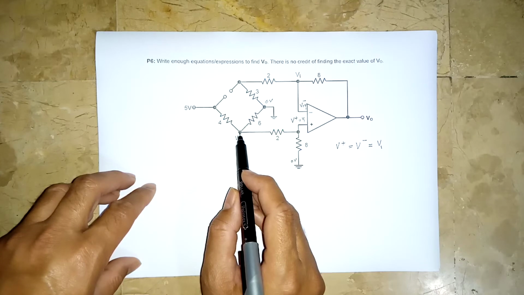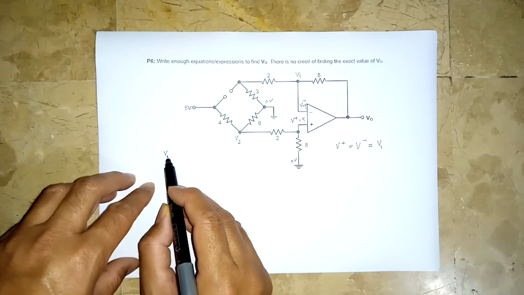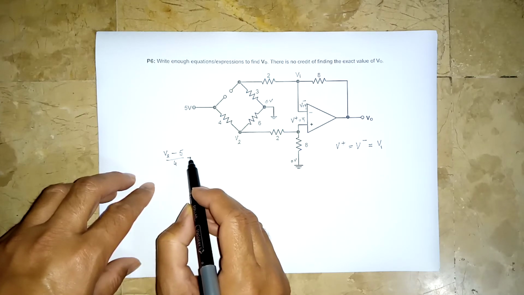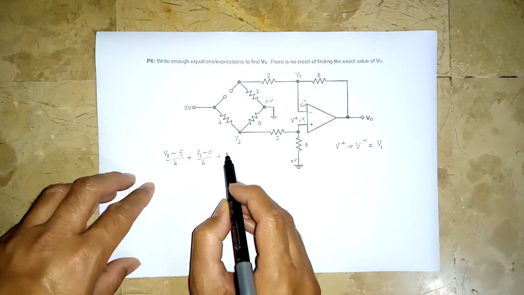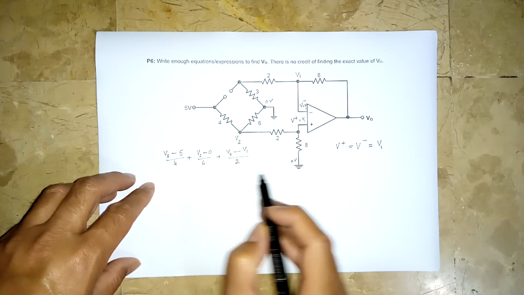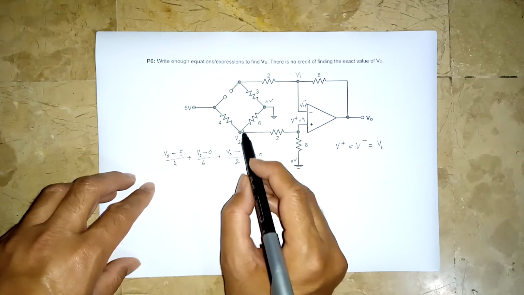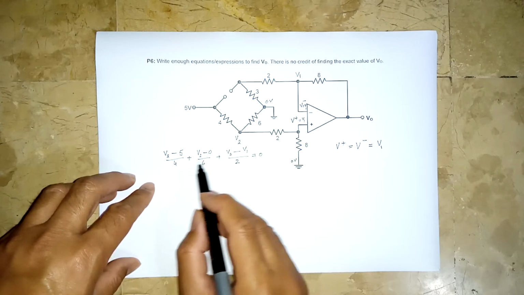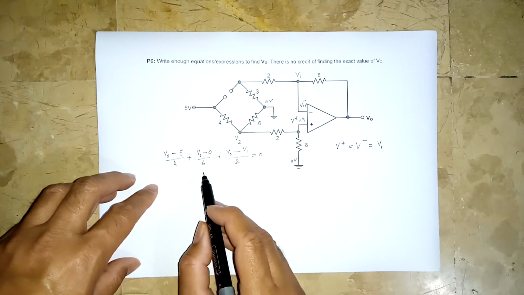So let us apply NVA at this V2. V2 minus 5 over 4 plus V2 minus 0 over 6 plus V2 minus V1 over 2 is equal to 0. How many branches are there? 3 branches. So there must be 3 terms in this NVA equation or KCL equation. How many unknowns are there in this equation? 2, V1 and V2. So we need another equation.